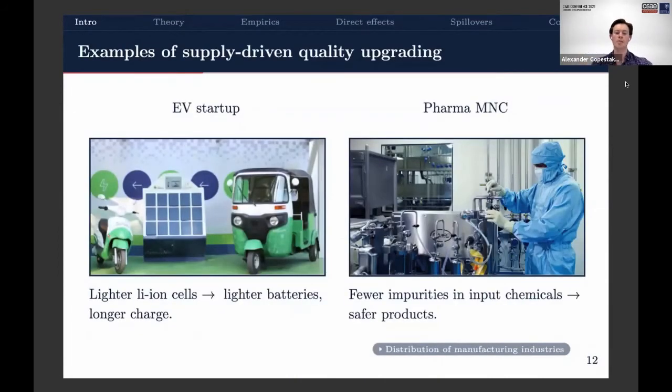Just to fix ideas on what I mean by quality upgrading, these are two firms that I've interviewed. On the left, we've got a small electric vehicle startup, and essentially throughout the 2000s, they are getting cheaper lithium ion battery cells, which allow their batteries to be lighter, which means that the vehicles have a longer charge. On the other side, we've got a very large pharmaceuticals multinational, and they produce little vials of insulin for diabetics. Now, if you have a tiny impurity or a little air bubble in one of those, it could be potentially disastrous. And so the quality upgrade that we're seeing is that there are fewer of those impurities in the inputs coming from China. So the quality upgrade is higher safety.